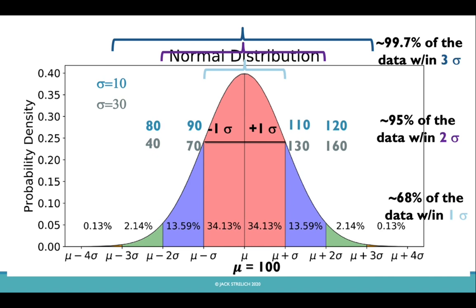The key point here is that the smaller our standard deviation is, the smaller the range of scores is that contains each chunk of the data. So, again, when the standard deviation is 10 as opposed to 30, 95% of the data falls between scores of 80 and 120, a difference of only 40 points, as opposed to falling within the range of 40 to 160, a range of 120 points.